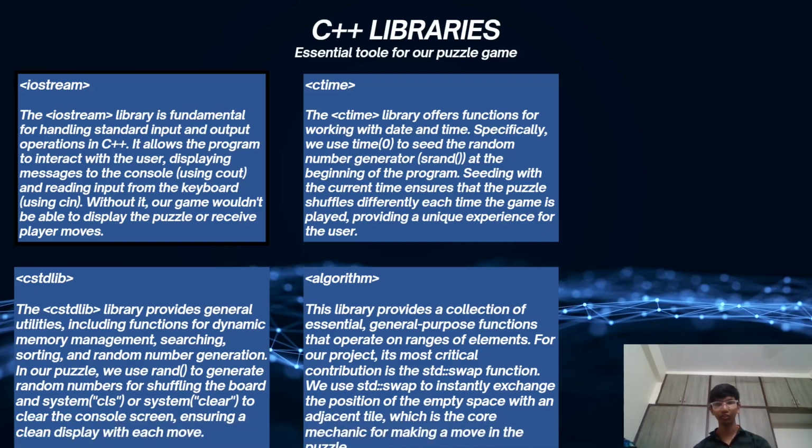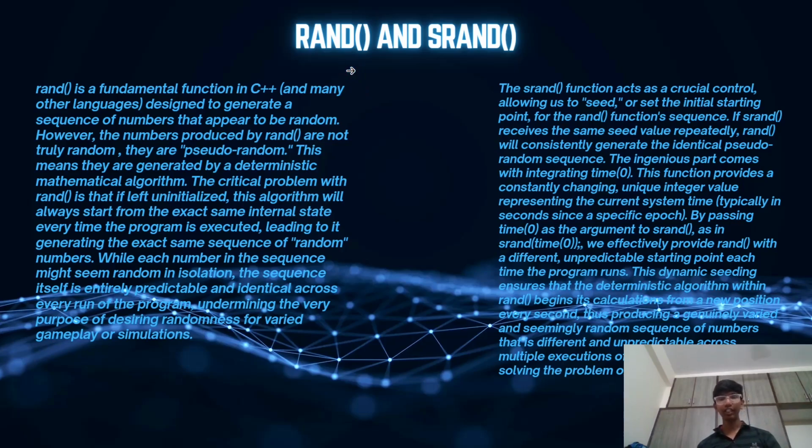Next, I will explain why I have used the ctime library and the C standard library for generating a random number, the rand function, the srand function and the time zero function. The rand function is used to generate a random number in C++ and in many other languages. But how does it do that?